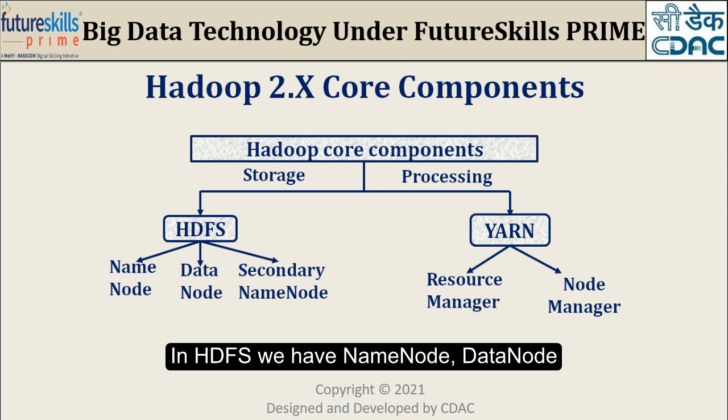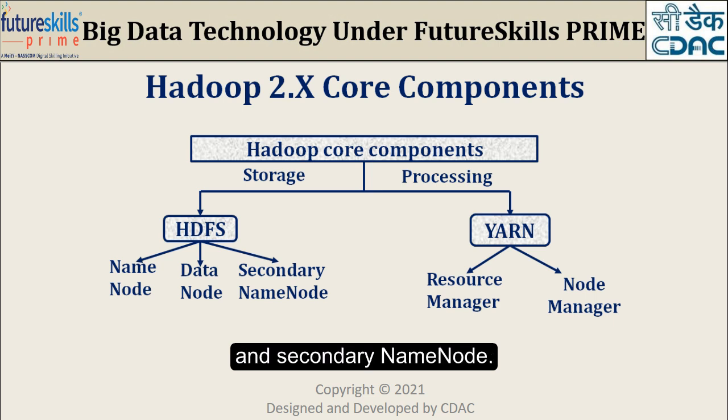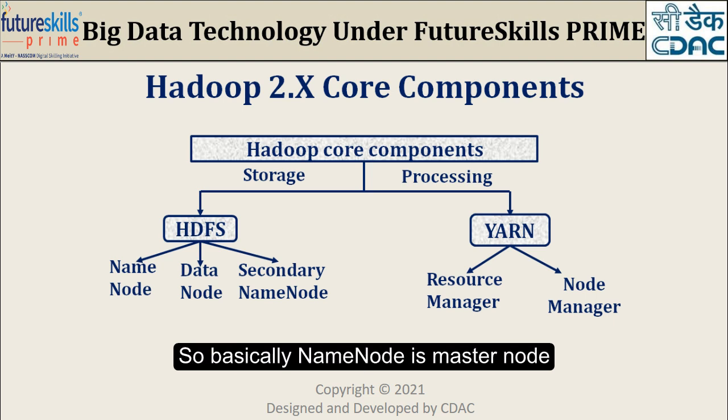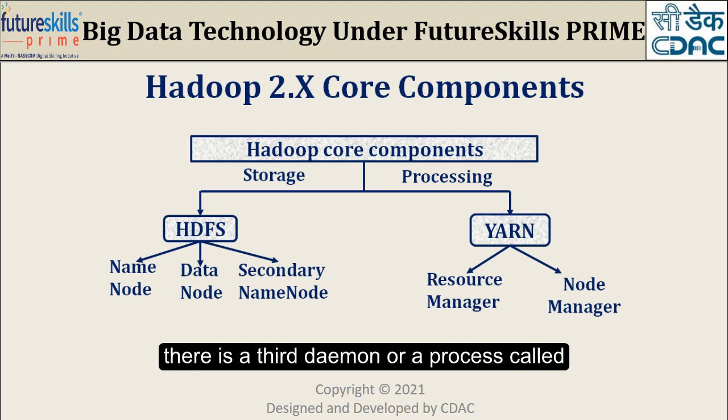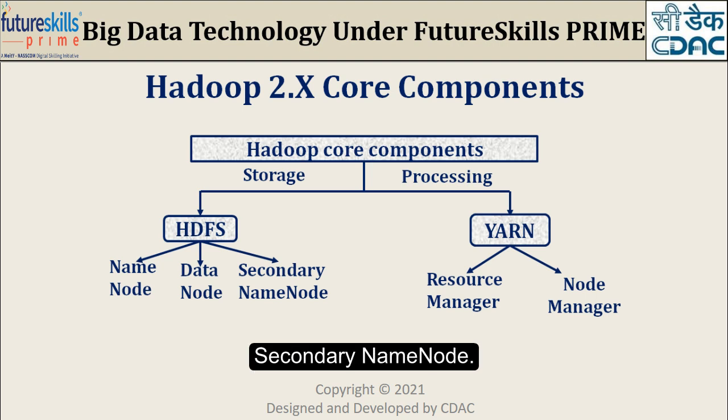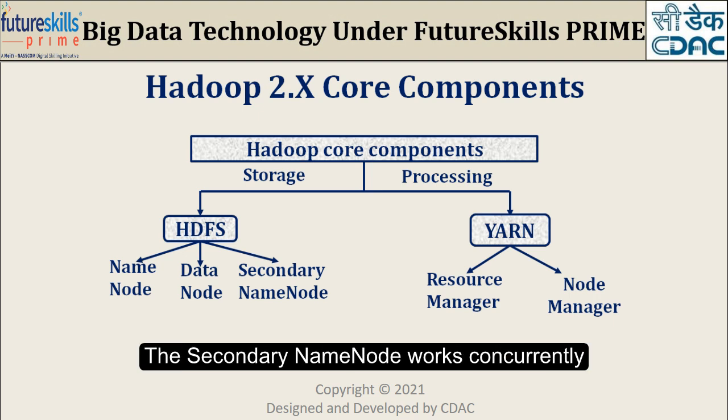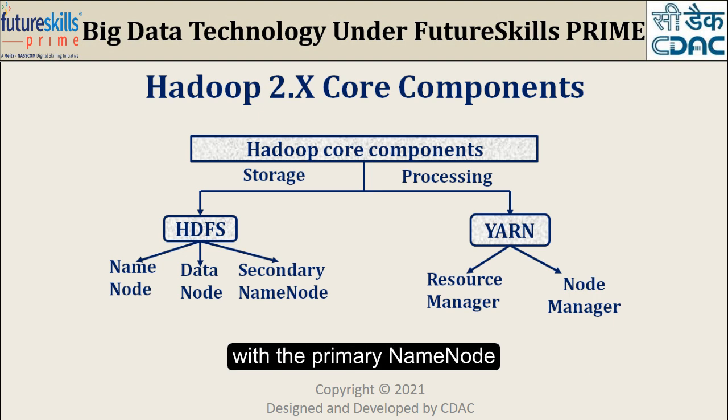In HDFS, we have name node, data node, and secondary name node. So basically, name node is the master node, which contains metadata of HDFS. Data node is the slave node. All your data is stored in data node. Apart from these two daemons, there is a third daemon or process called secondary name node. The secondary name node works concurrently with the primary name node as a helper daemon.